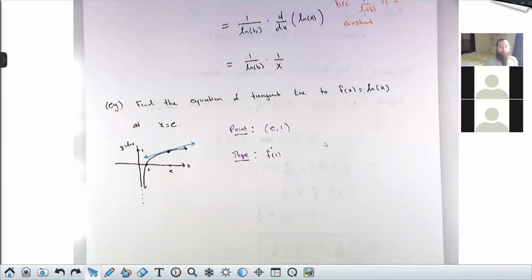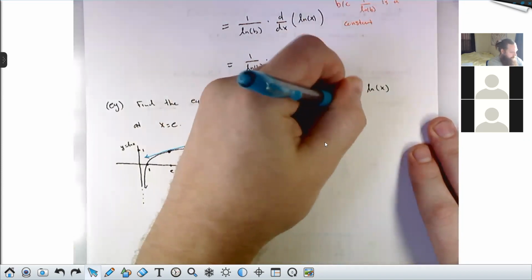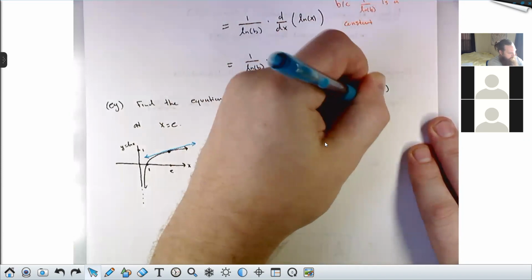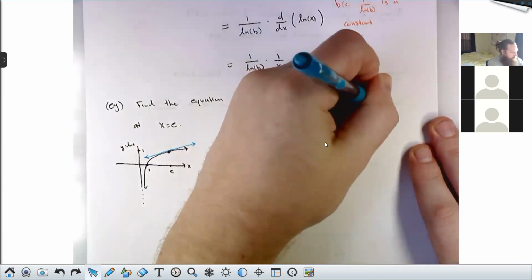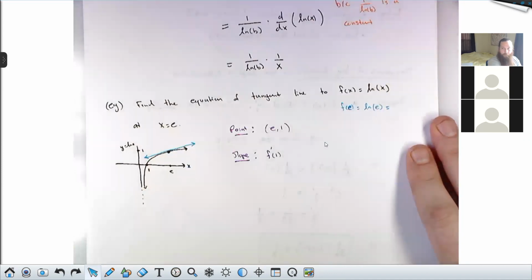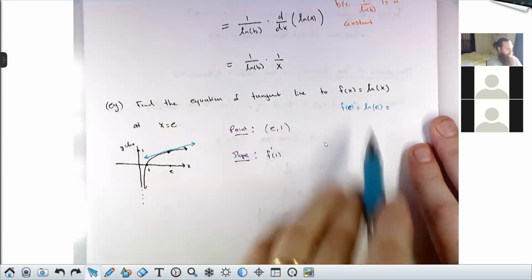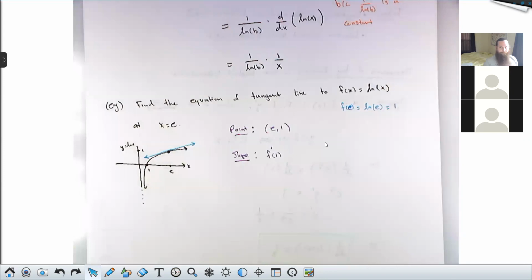Sorry, I cannot understand why the point is e comma 1. Okay, I see. Thanks. Yeah, nothing crazy, right? It's just that f of e is the ln of e. And the natural log of e would be the number to which you raise the base to get the inside. The number to which you raise e in order to get e is 1. So that's where the 1 is coming from.